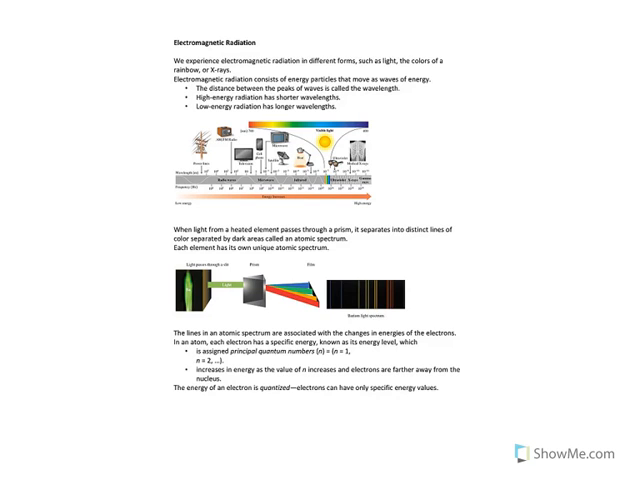Let's talk about electromagnetic radiation. We can experience electromagnetic radiation in many different forms, including light, the colors of the rainbow, or X-rays. Electromagnetic radiation consists of energy particles that move in the form of waves. The distance between the peaks of the waves is called the wavelength.